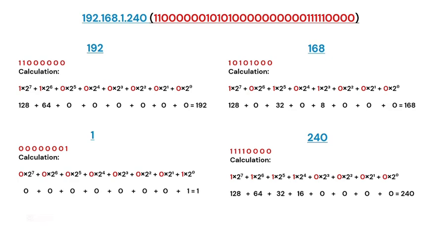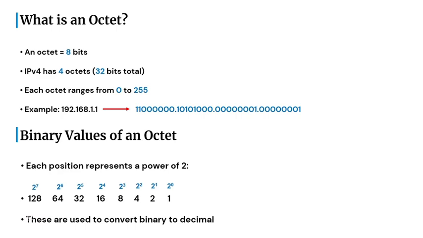The third octet only has the very last bit turned on, which equals 1. Finally, the fourth octet turns on the first 4 bits, 128, 64, 32, and 16, which sum up exactly to 240. To do this quickly, you need to memorize the binary values of an octet.